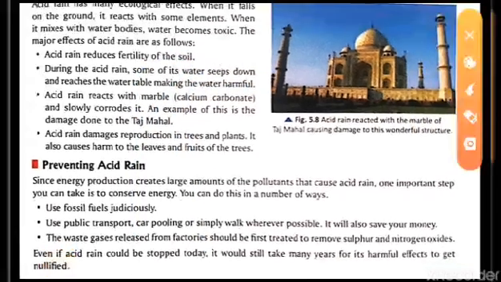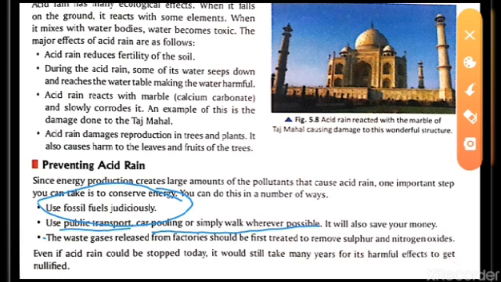Less use of fossil fuels can prevent acid rain. Use of public transport and carpooling, or simply walking or cycling, will help. The waste gases released from factories should first be treated to remove the sulfur and nitrogen oxides. So what I have told you is that sulfur and nitrogen oxides must be removed first.